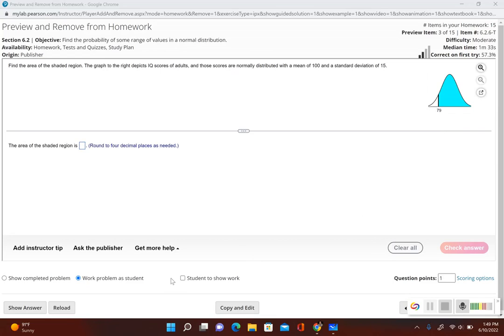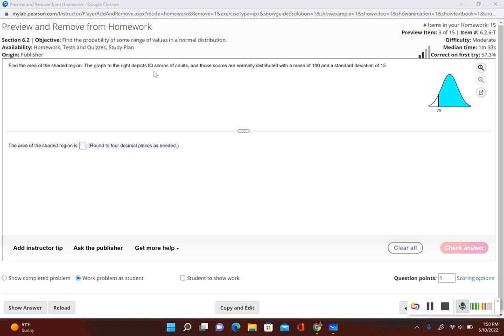In section 6.2, we took a look at non-standard normal distribution. Now I'm going to show you how to use Statcrunch for a non-standard normal distribution, which means the mean is not equal to 0 or the standard deviation is not equal to 1. So first, it says find the area of the shaded region.